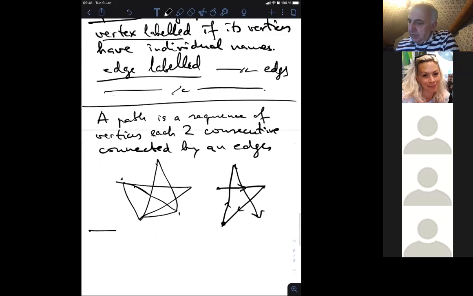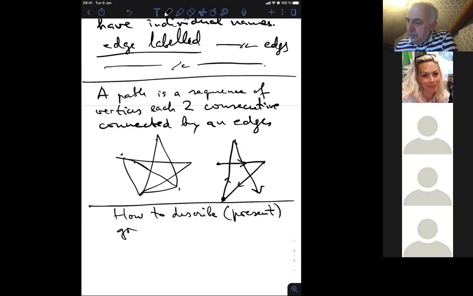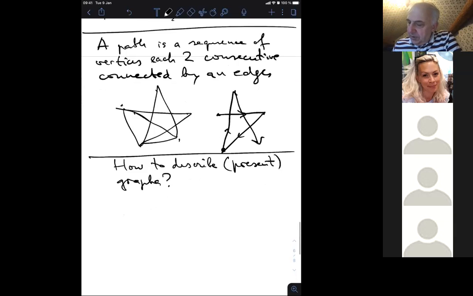Okay, now maybe it's a question. So how to describe or present graphs? There are two natural matrices. There are many more, of course, but there are two very basic matrices associated to a given graph. One is called the adjacency matrix, and the other is called the incidence matrix. So two basic ways and many more others.